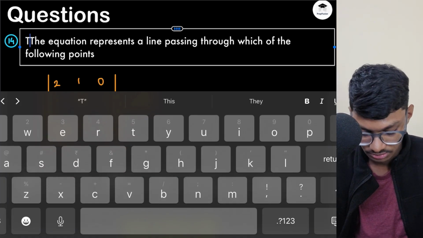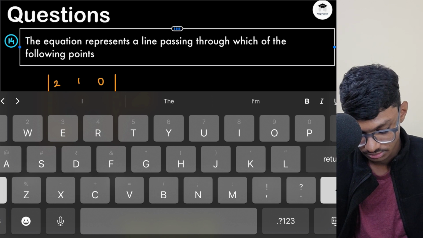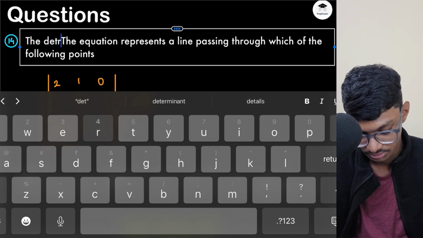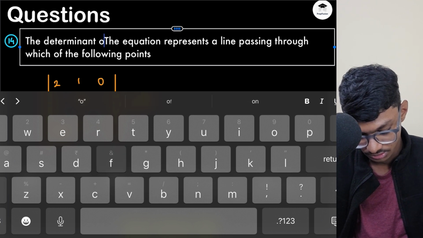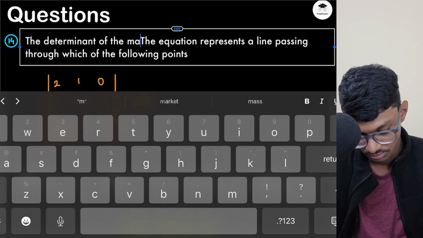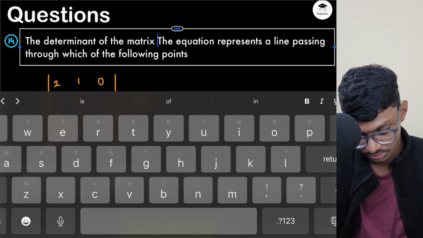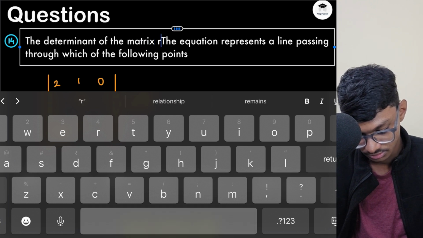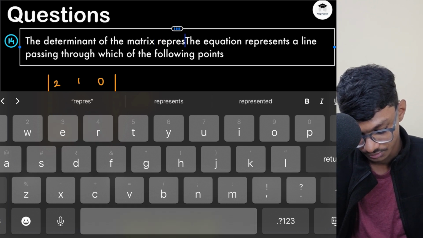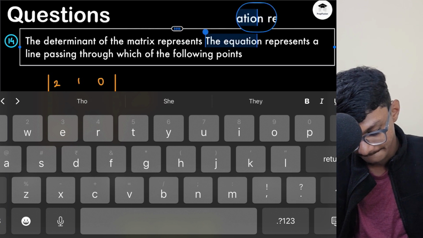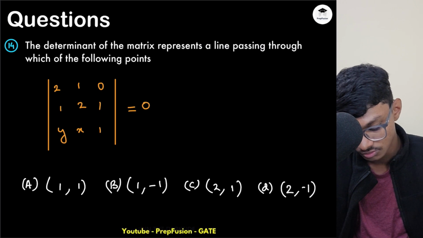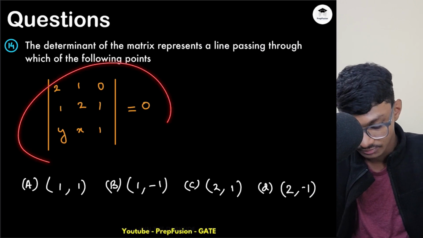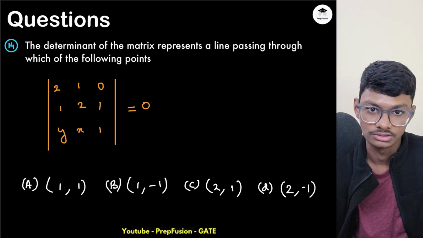I should write this: the determinant of the matrix represents a line passing through which of the following points. So basically let's compute the determinant, and they're talking about some line, so let's see that.